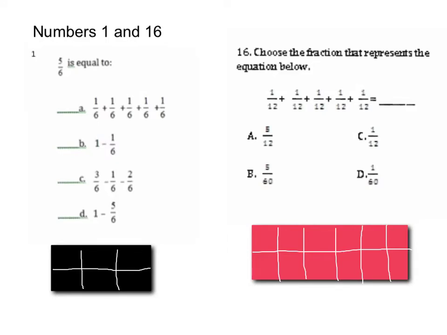I'm sorry if this is a little blurry to you, but you can also look at your test as you're doing this. Numbers 1 and 16 are pretty much the same type of question. It's just that the question is reversed. Number 1 gives you a fraction, 5/6, and then you have to find the answer. Number 16 gives you the answer that would be in number 1, and you're looking for the fraction that number 1 has as an answer. So pretty much they're the same, just kind of turned around a little bit.